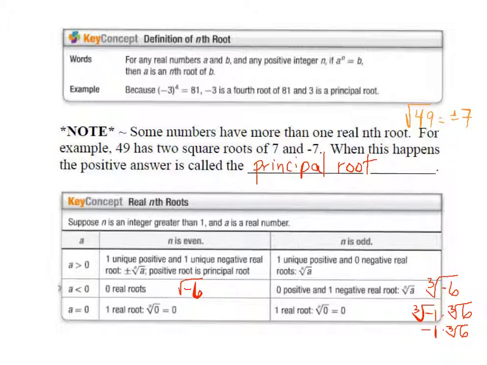And then finally, if a is equal to 0, that means you'd just be taking the square root of 0. So if you're taking the square root of 0, you're just going to get 0. If you take the third root of 0, you get 0. So anytime you get a 0 underneath your radical, no matter what your index is, you always get 0.